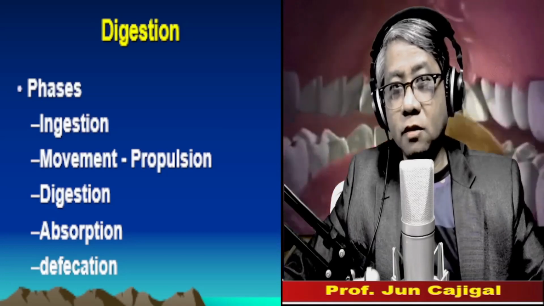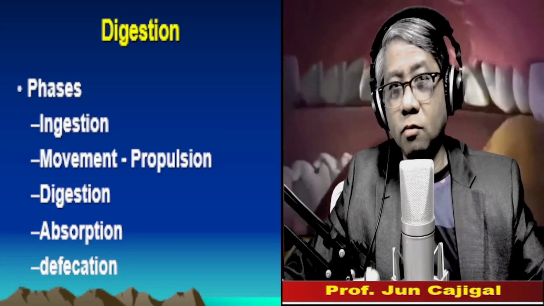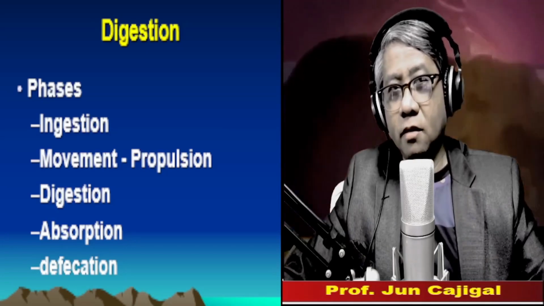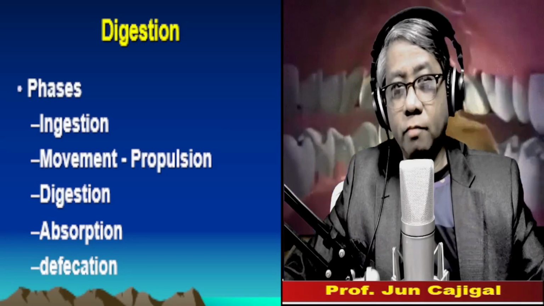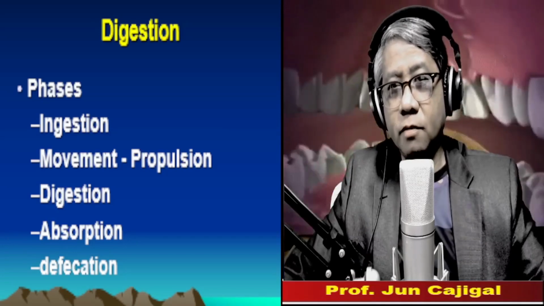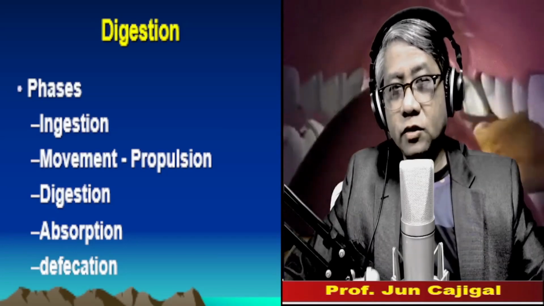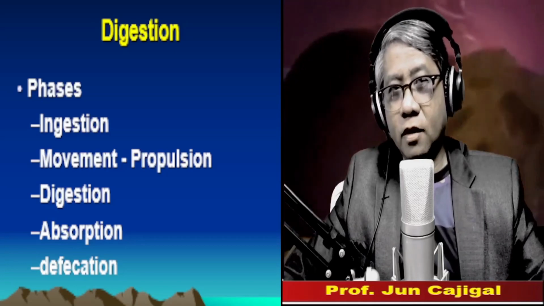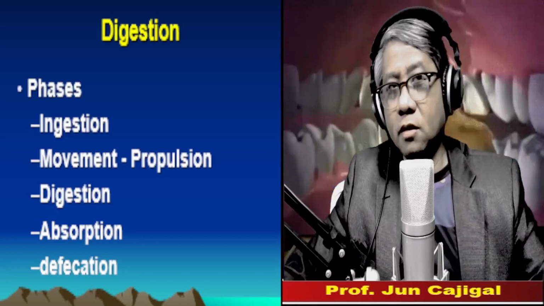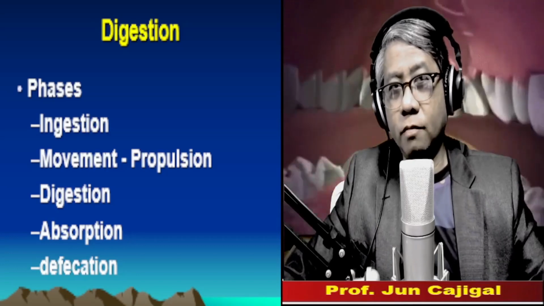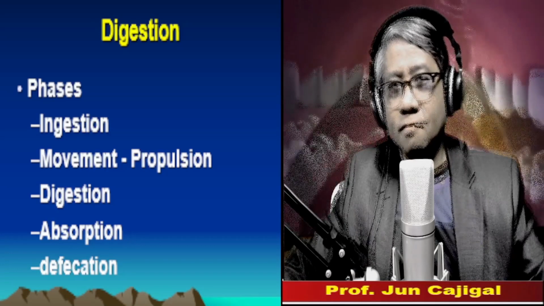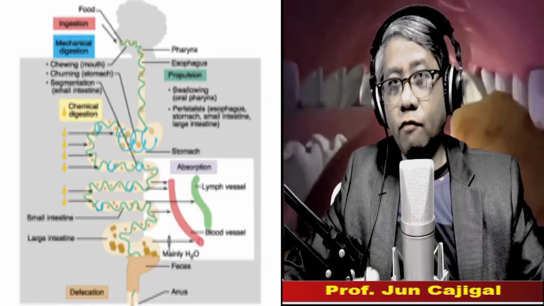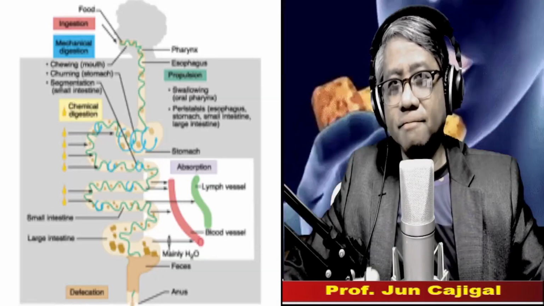That means once the food has been broken down into its smallest biomolecular units, the food must be absorbed and enter into the bloodstream. Then indigestible waste is eliminated through defecation. So those are the different phases of digestion. Now let's identify the different divisions of the digestive system.